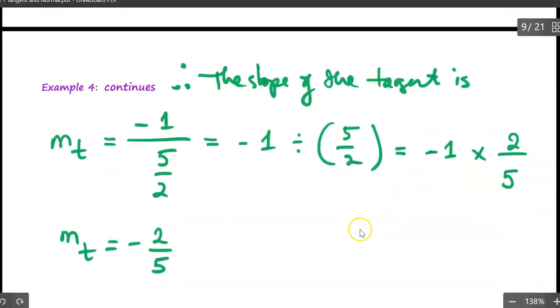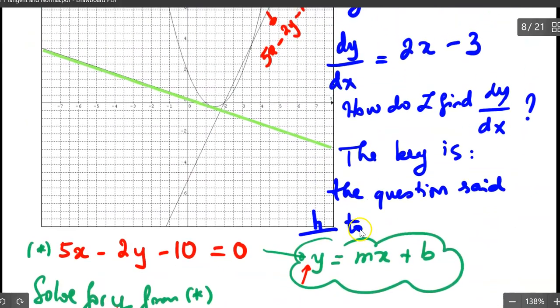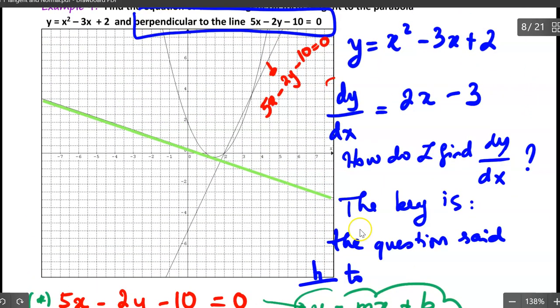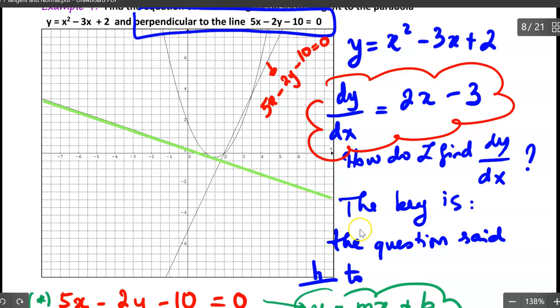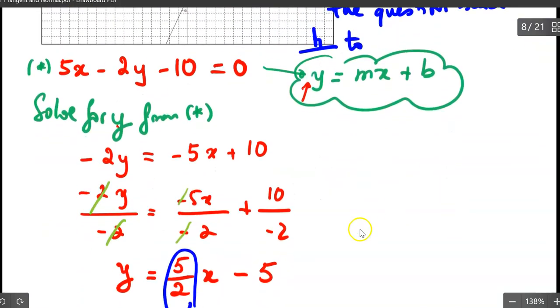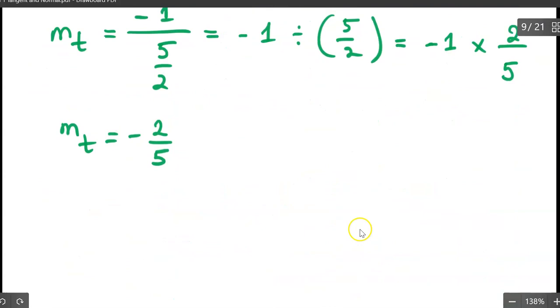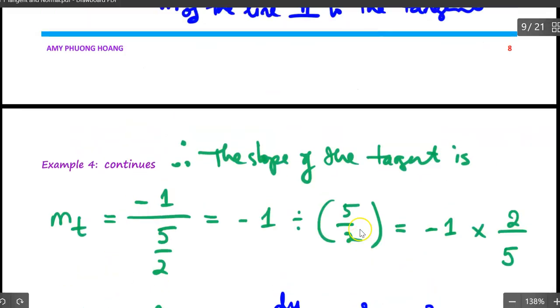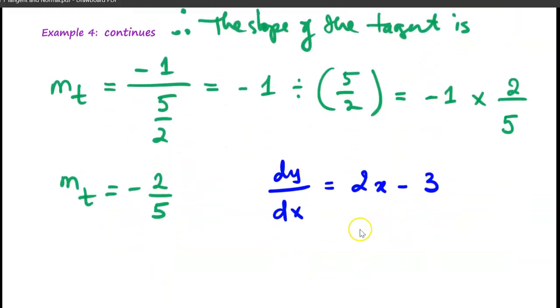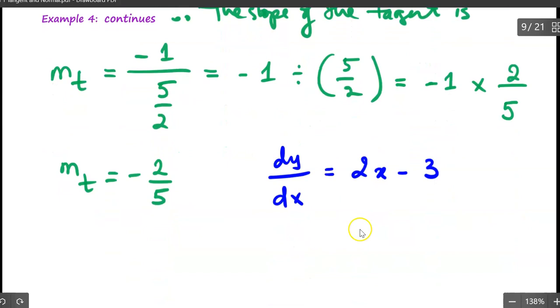So go back here. We are finding the derivative as this equation, right? Let me rewrite that for everyone. I'm finding dy over dx is equal to 2x minus 3. And from the line perpendicular to this slope, I end up with this mt equal to -2 over 5. This, in fact, is equal to my dy over dx.